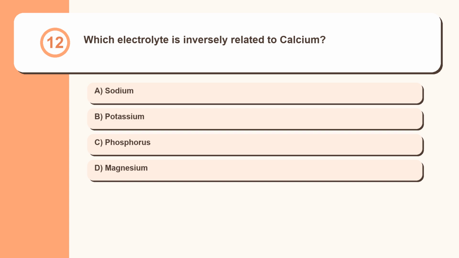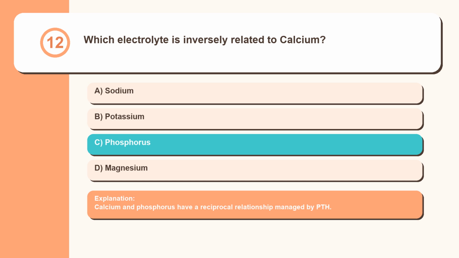Question 12. Which electrolyte is inversely related to calcium? Sodium, potassium, phosphorus, magnesium. Calcium and phosphorus have a reciprocal relationship managed by PTH.